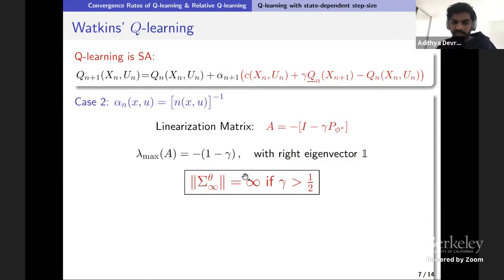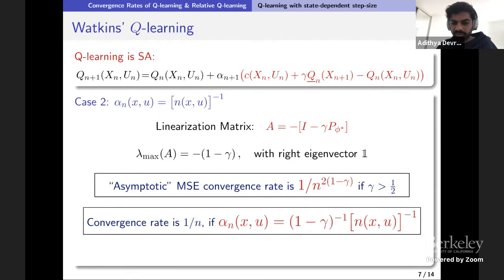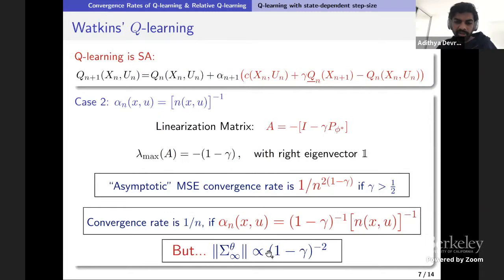And in this case, once again, if you choose γ to be bigger than half, then this λ_max of A is bigger than minus half, and therefore the asymptotic covariance is once again infinite. And once again, this implies an asymptotic mean square error convergence rate that is slower than 1/n. But if you scale up the step size by (1 minus γ) inverse, then you can guarantee a convergence rate of 1/n. But what that does is it also scales up your asymptotic covariance matrix by this factor (1 minus γ) to the minus 2, which I think is essentially the reason for such a term to appear in all these finite-time bounds. So this (1 minus γ) to the minus 2 is essentially the reason for the (1 minus γ) to the minus p that I showed in my first slide. Okay.